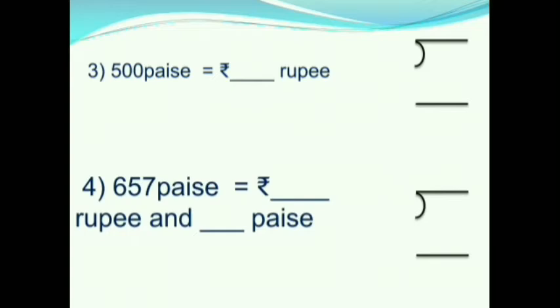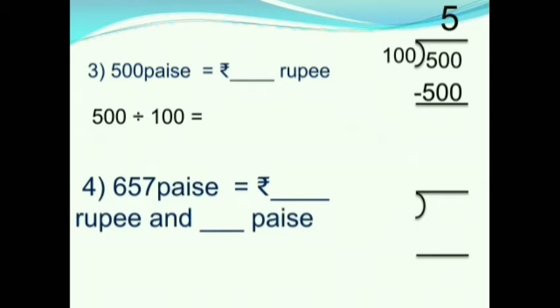Now we have 500 paise. To convert it to rupees, we should divide it by 100. 500 divided by 100. 100 5s are 500. Now we should subtract 500 from 500. 500 minus 500 is equal to 0. Here the quotient is the answer. What is the quotient? Yes, 5 is the quotient. Therefore, 500 paise is equal to 5 rupees.